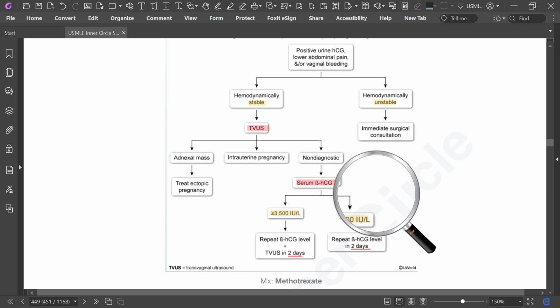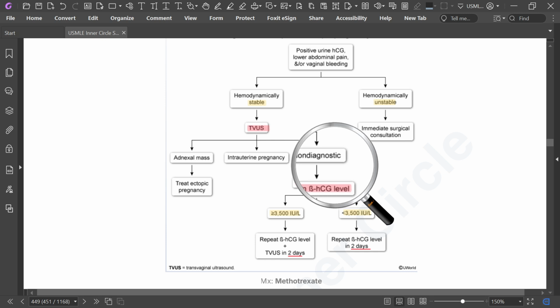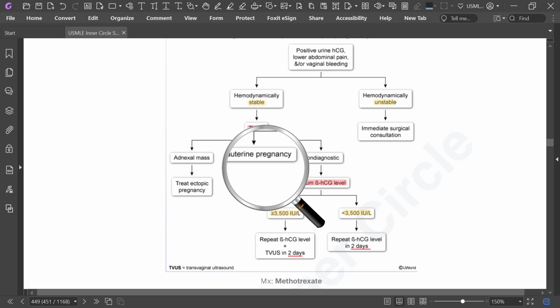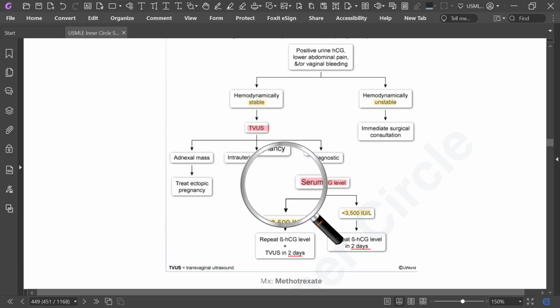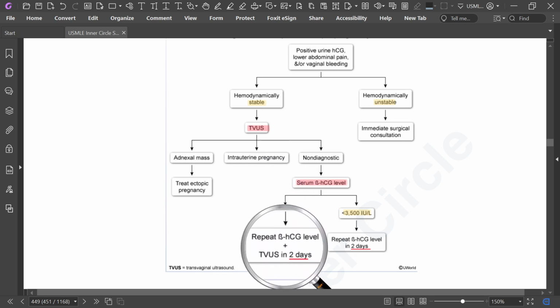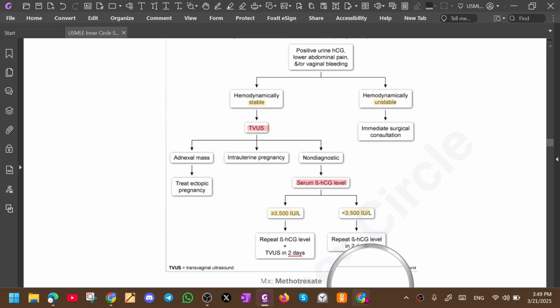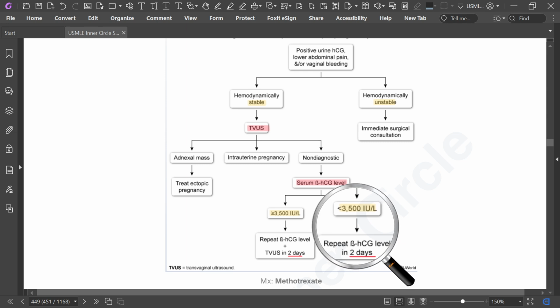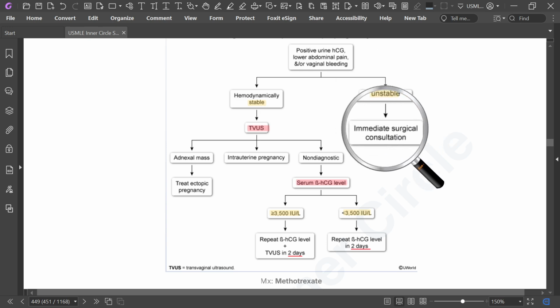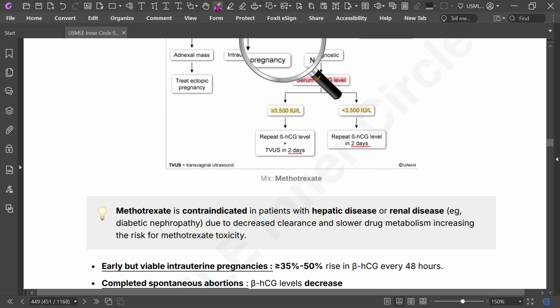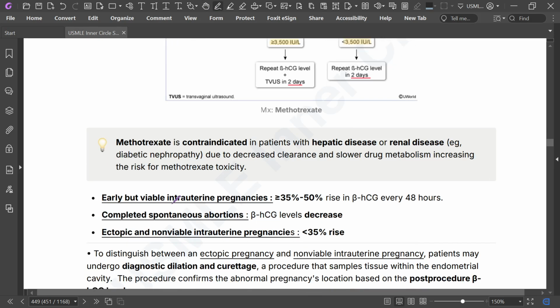So in a hemodynamically stable patient, first do transvaginal ultrasound. If it is inconclusive, go for serum beta hCG level. If it is more than 3500, again do beta hCG along with transvaginal ultrasound. If it is less than 3500, then you should do only the beta hCG. If the patient is hemodynamically unstable, immediate surgical intervention should be done.